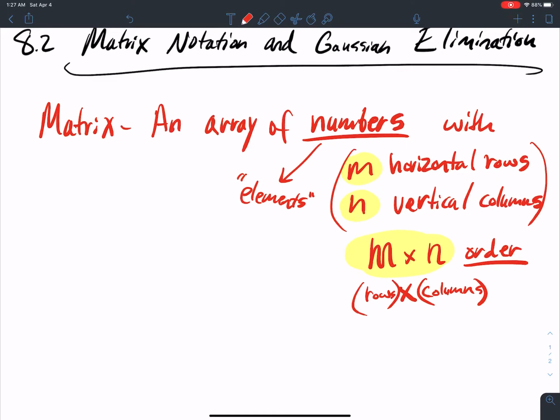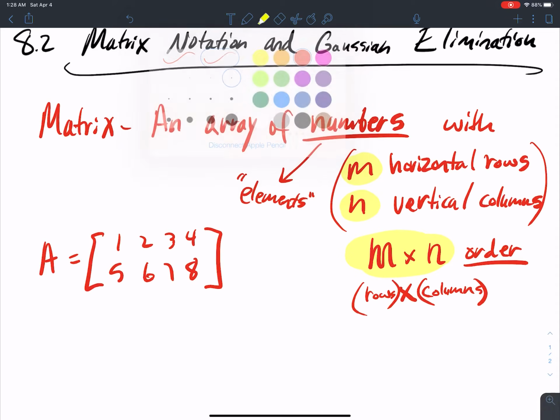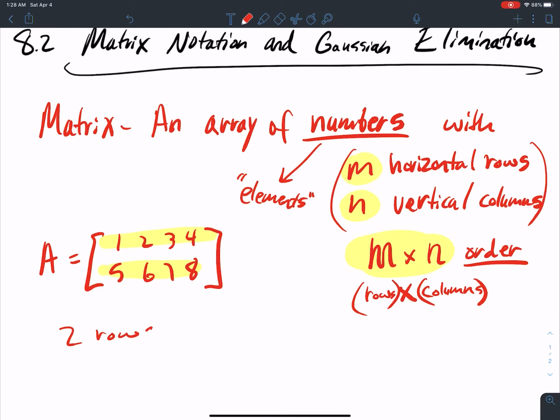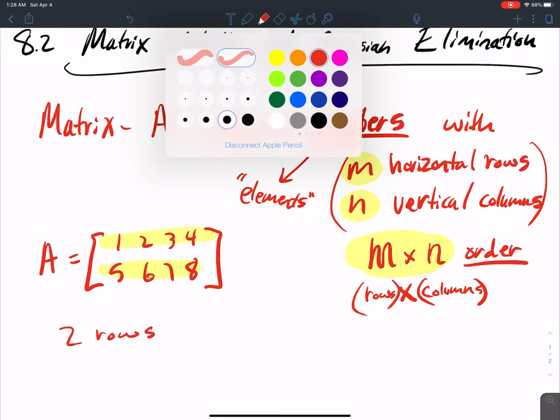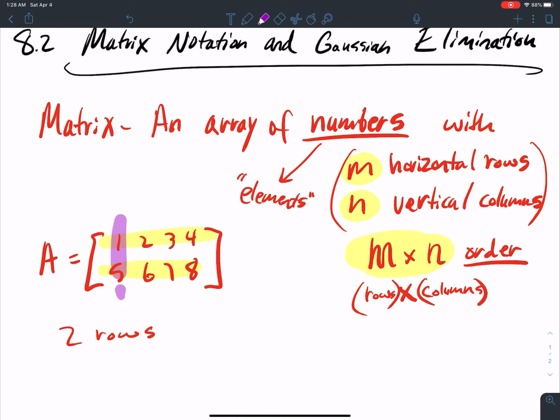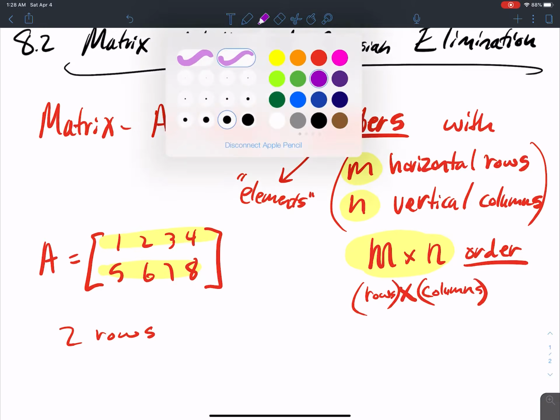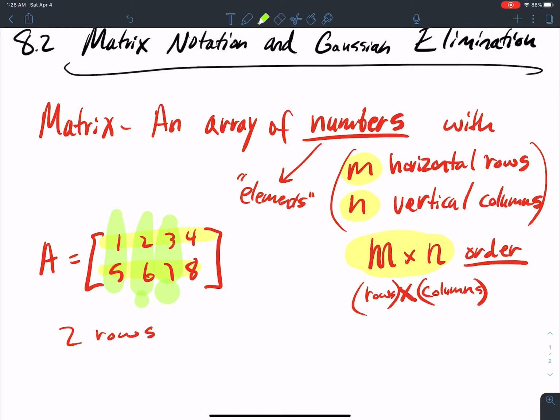All right, so if I have this matrix 1, 2, 3, 4, 5, 6, 7, 8. How many rows do I have here? There are 1, 2. There are 2 rows. How many columns do I have? Well, I've got 1, 2, 3, 4. So let me do that here in a different color. 1, 2, 3, 4. So there are 4 columns.